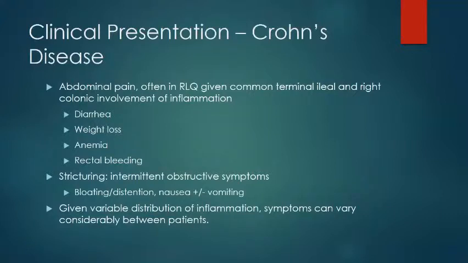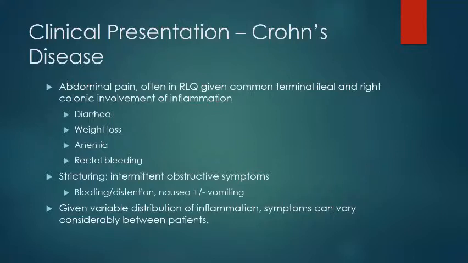In terms of Crohn's, as opposed to UC where it's runny, bloody diarrhea, Crohn's will often present with abdominal pain, weight loss, and anemia. But given the fact that Crohn's can be located anywhere, it can also present with symptoms similar to UC or can present with any symptoms.